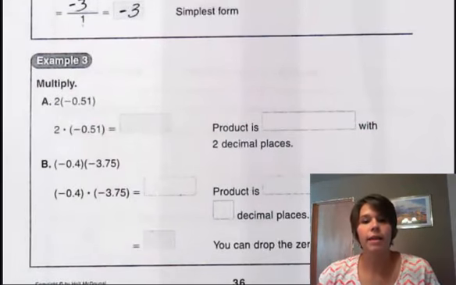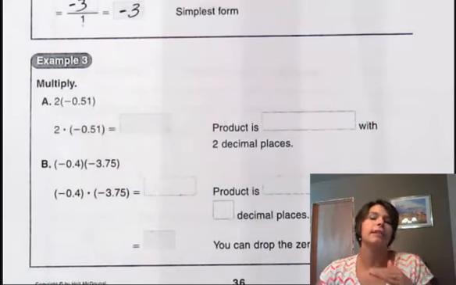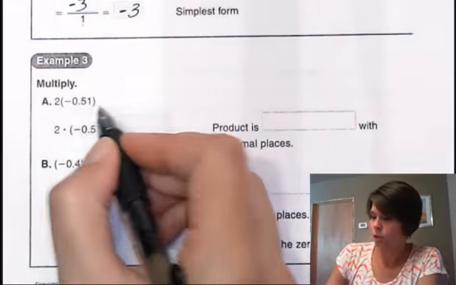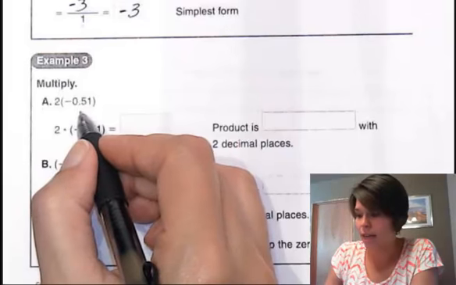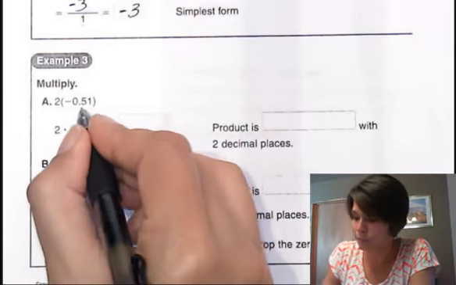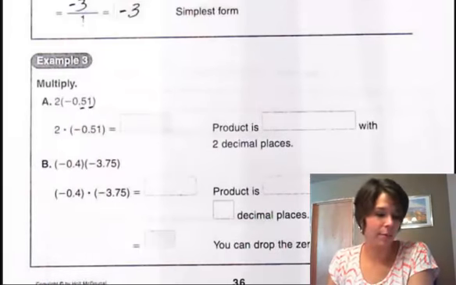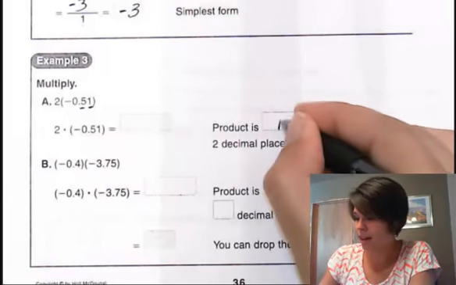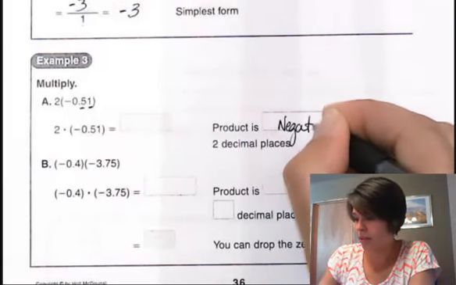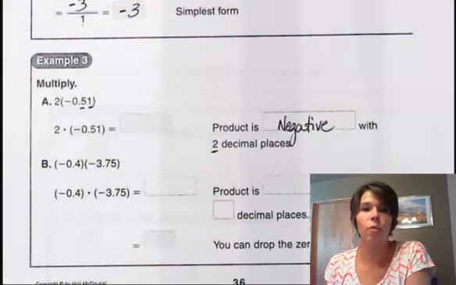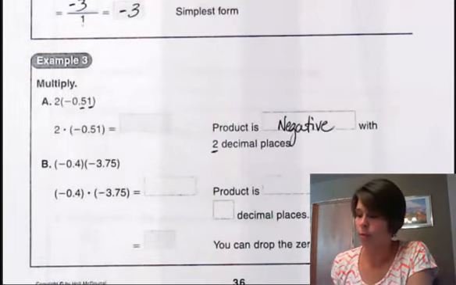Remember, multiplying decimals, however many decimal places you begin with is how many decimal places you end with. So this first example, 2 times negative 0.51, negative times a positive is going to be negative. And I count my decimal places. I have 2 decimal places. So over here, my product is negative. So I've got a negative times a positive with 2 decimal places because that's how many there were in the total problem to begin with.